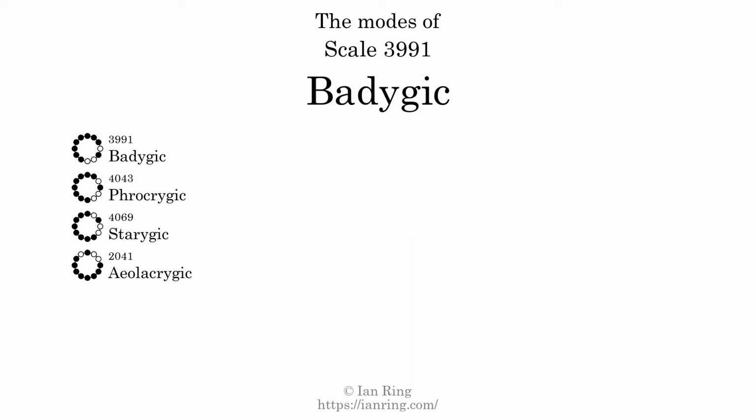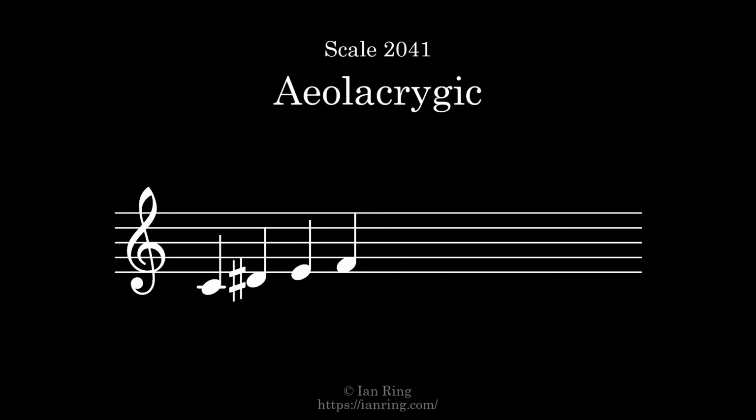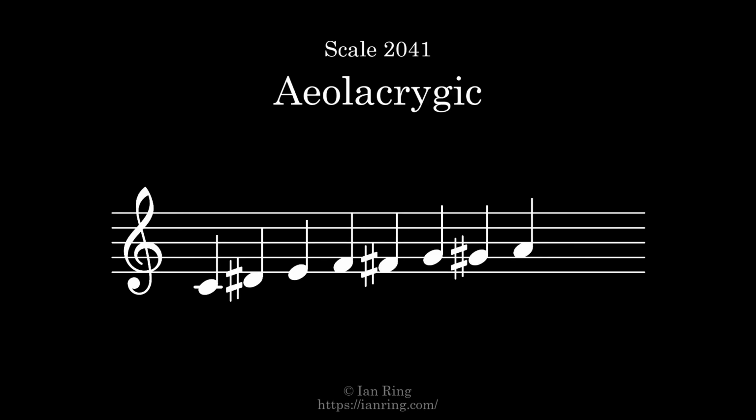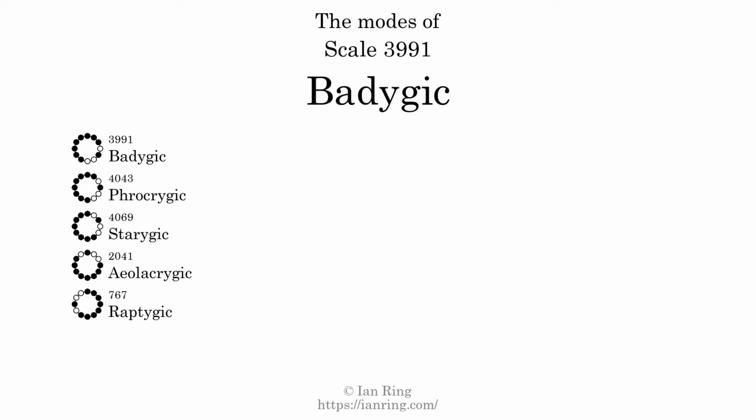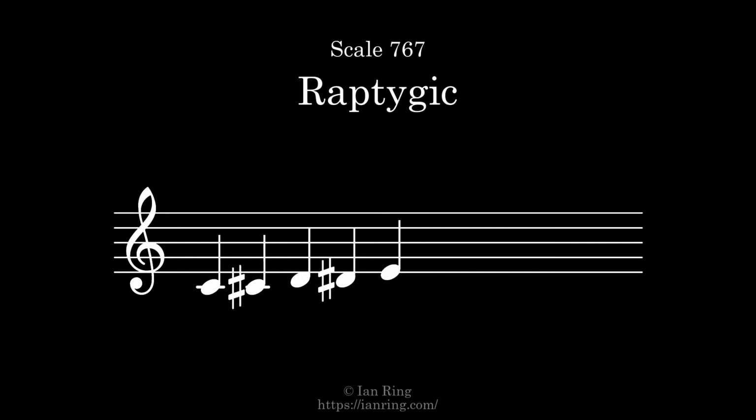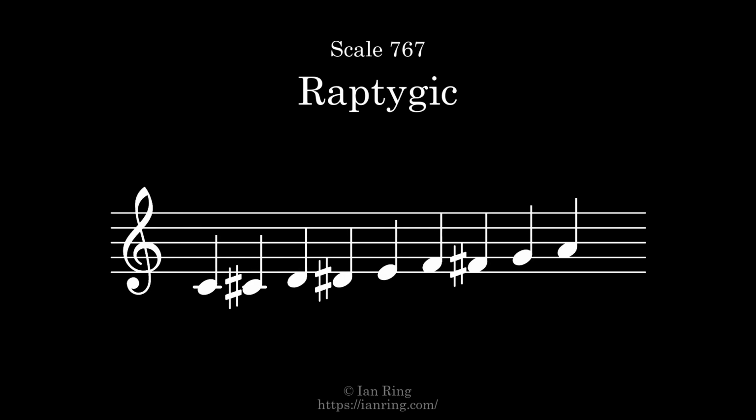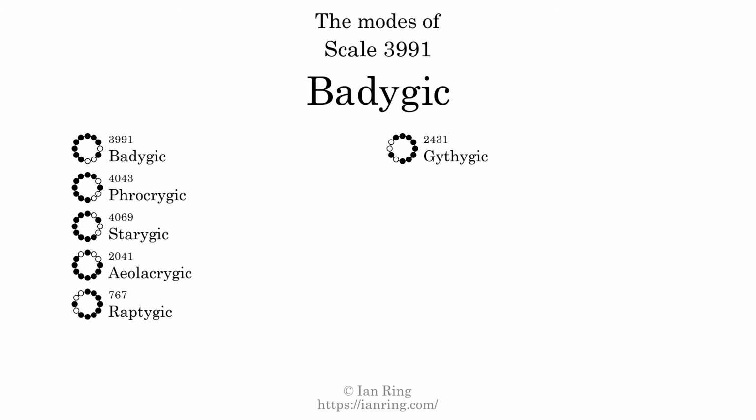The fourth mode is scale 2041, also known as Badygic. It sounds like this. The fifth mode is scale 767, also known as Badygic. It sounds like this. The sixth mode is scale 2431, also known as Badygic. It sounds like this.